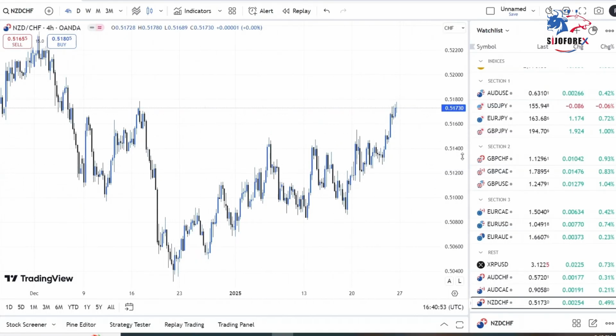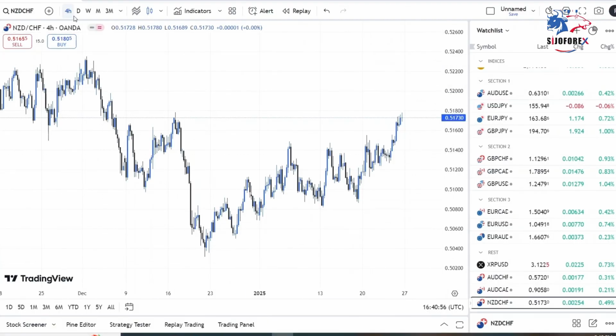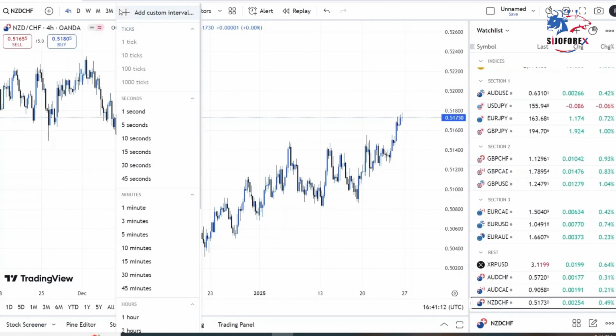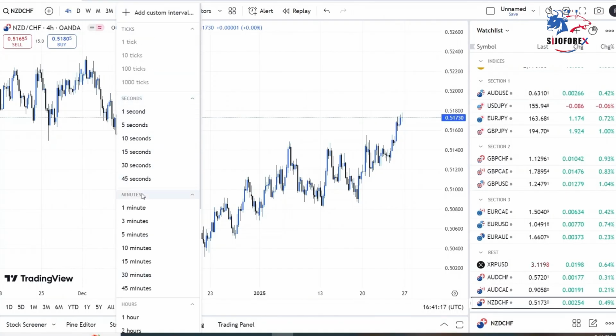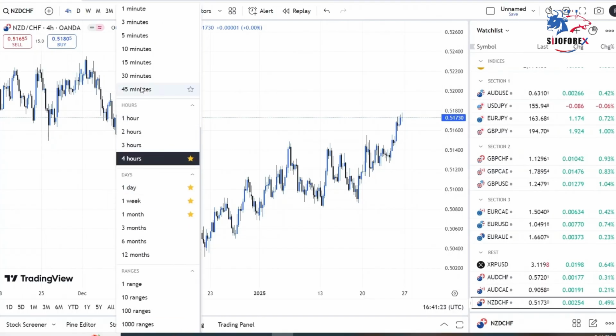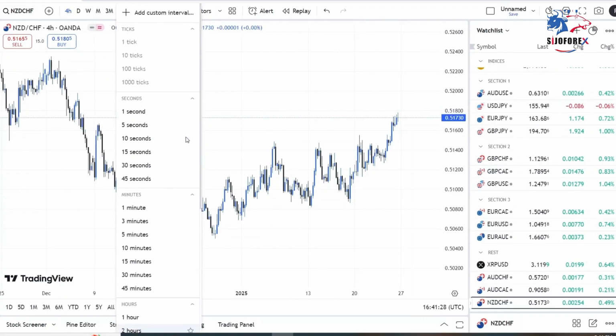So the next thing I'm going to be showing you now, if you look up here, you're going to see the 4 hours time frame, the 1 day time frame, the weekly, the monthly, 3 months. So what I'm going to be doing now right here is to show you how to put our time frames. These are all the time frames that we have, from 1 second to 45 seconds. For the minute time frame, we have from 1 minute to 45, and for hourly time frames, we are from 1 to 4.